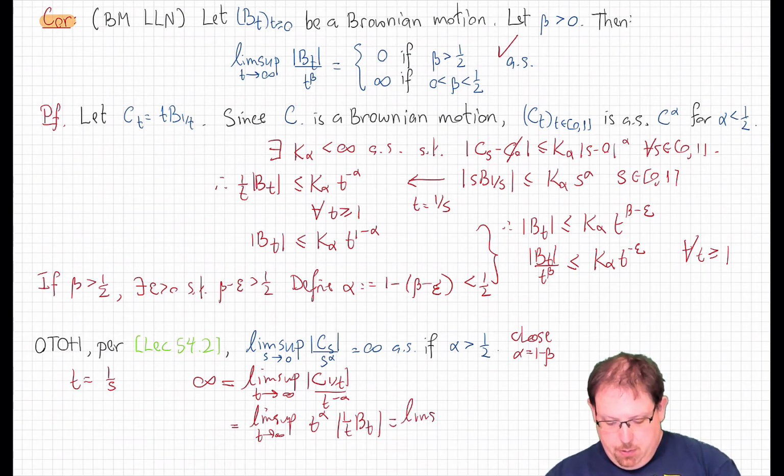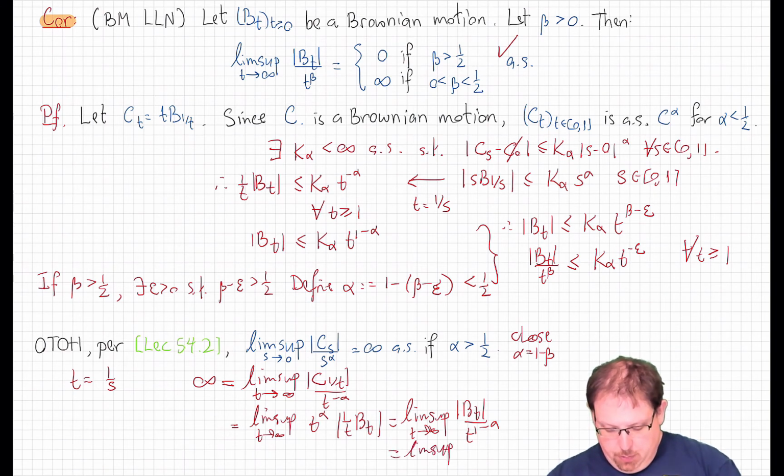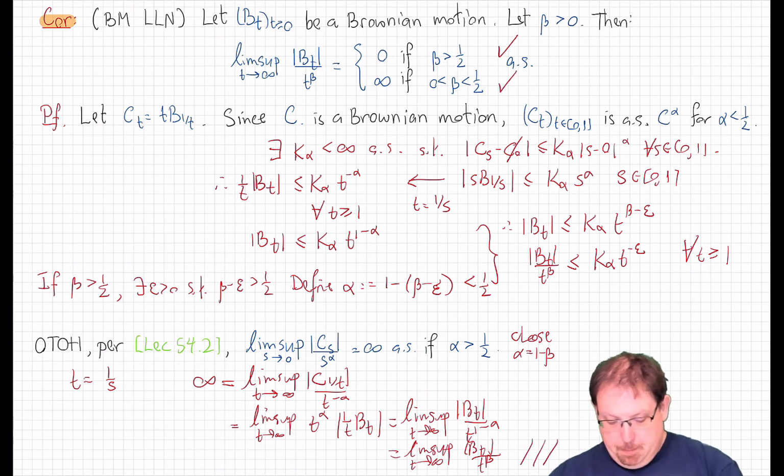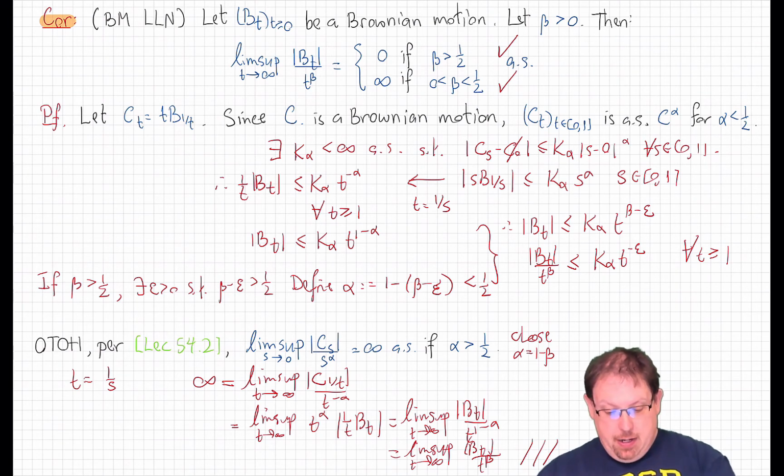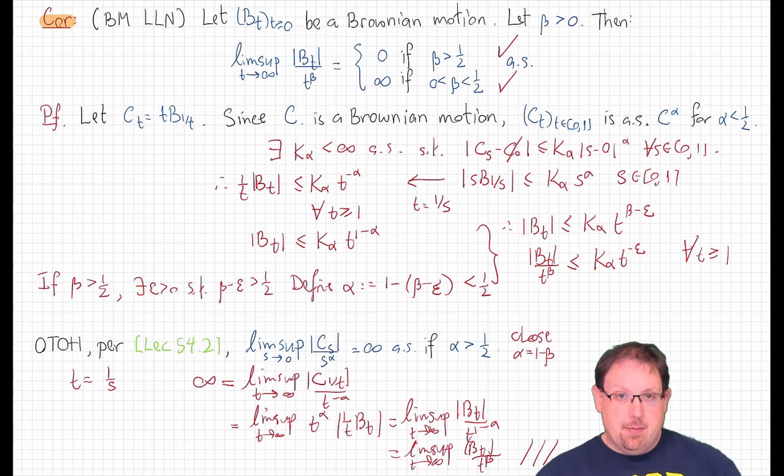But that's the lim sup as t goes to infinity of B_t over t to the 1 minus alpha, which is exactly what we were interested in: the lim sup as t goes to infinity of B_t over t to the beta. And that is equal to infinity almost surely by that lemma, which proves the other half of this claim. So the modulus of Brownian motion grows more slowly than t to the beta for any beta bigger than 1/2, but grows faster than t to the beta for every beta less than 1/2.